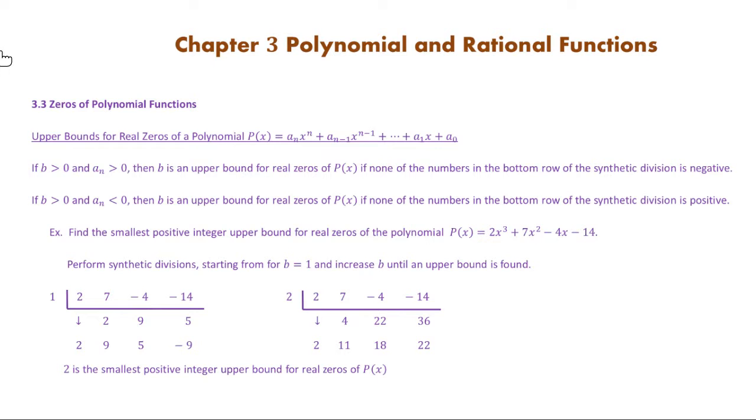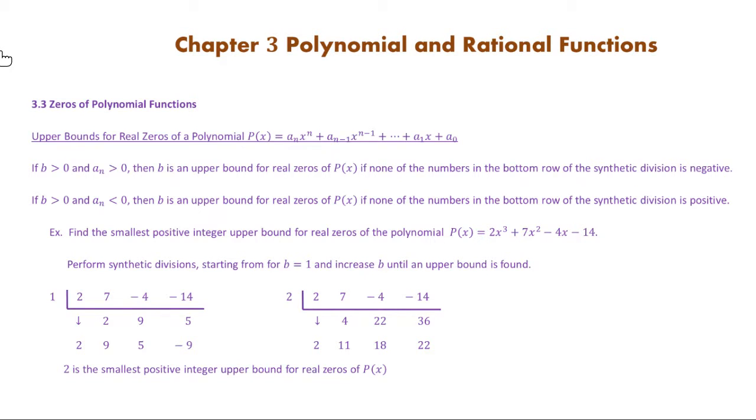So move the first number 2 down, multiply 1 by 2 equals 2, and put it under 7. So that's multiply up, and then 7 plus 2 equals 9. Add down, and then you multiply 1 with 9 equals 9, put it under -4. -4 plus 9 equals 5, and then 1 times 5 is 5. You put it under -14, multiply up, and -14 plus 5 is -9.